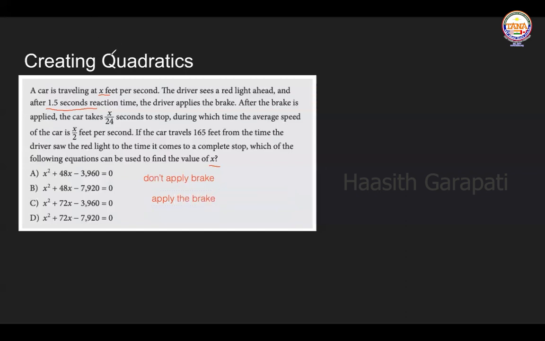In the first portion where they don't apply the brake, the car is traveling at x feet per second, and 1.5 seconds pass. So the total amount of distance they travel is 1.5x, where x represents feet per second, right? And then this one represents 1.5 seconds. So unit wise, they cancel out. If you want to see what I mean, 1.5 seconds times x feet per second. The seconds cancel out and we're left with feet. So we're trying to get the amount of distance that they traveled, right?